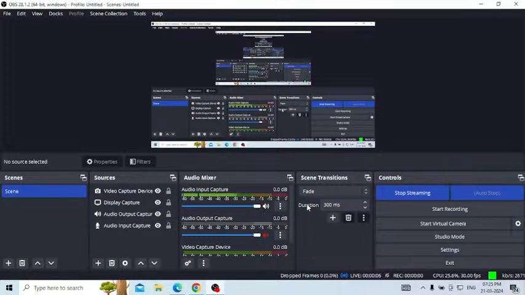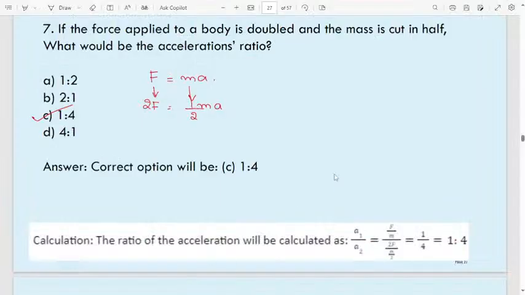This is the second class in Karnataka TET 2024. The topic is motion. This is the second class in the topic motion. Those who have not watched the first class, please go through the first class. Few important questions we discussed in the first class of the chapter motion.